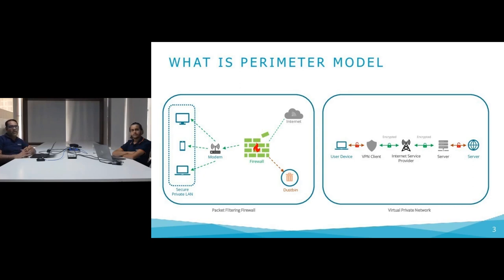Now, the second model is VPN. In VPN, an encrypted connection is made over the internet from a device to a network. The encrypted connection helps ensure that sensitive data is safely transmitted. It prevents unauthorized people from eavesdropping on the traffic and allows the user to conduct work remotely.